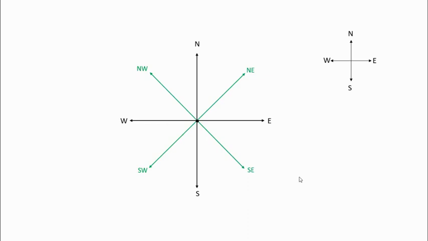What if it's halfway between those? So halfway between north and northeast, we have north northeast. The angle, half of 45 degrees, is 22.5. So if the angle here is not 22.5, we cannot call this direction north northeast. And that goes again for all the other blue lines that you see here.